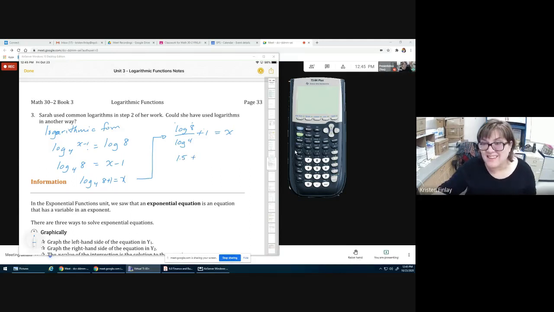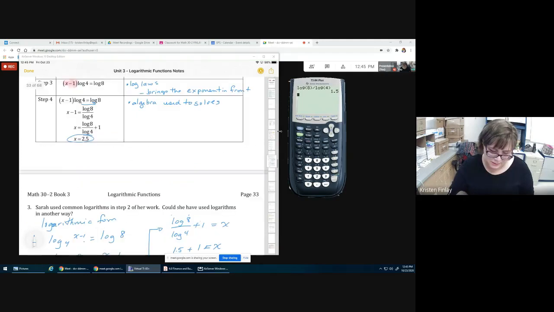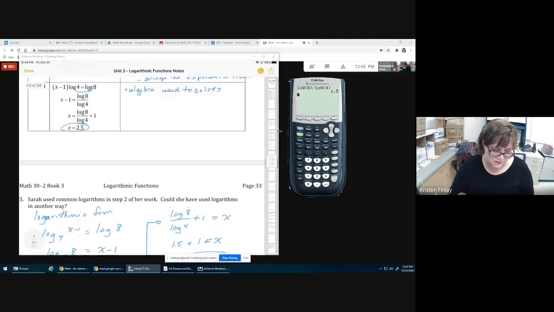We could try that out here. Log 8 divided by log 4. Watch your brackets. So it equals 1.5, so 1.5 plus 1 equals 2.5. Okay, so just slightly different methodology, but it does get you the same answer.